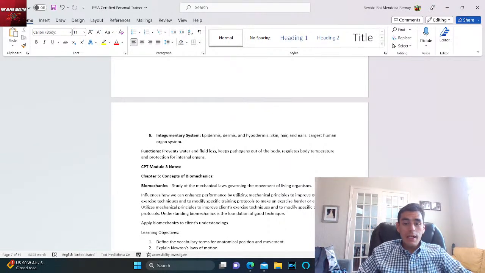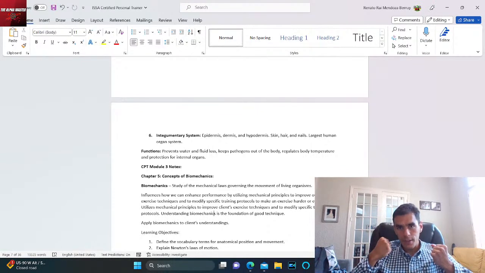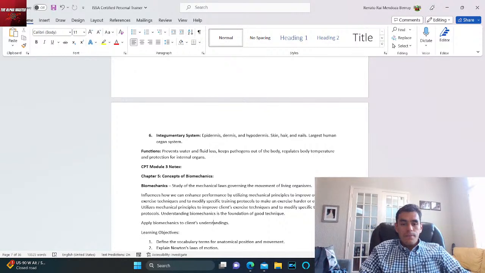Understanding biomechanics is the foundation of having good technique, in order to be able to teach our clients how to perform proper techniques for their workouts. So you have to apply biomechanics to a client's understanding.